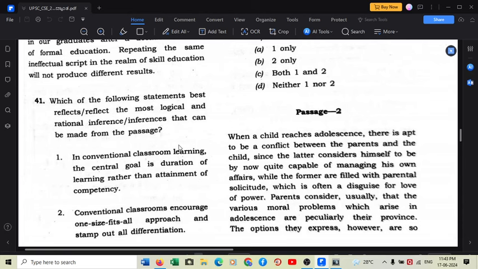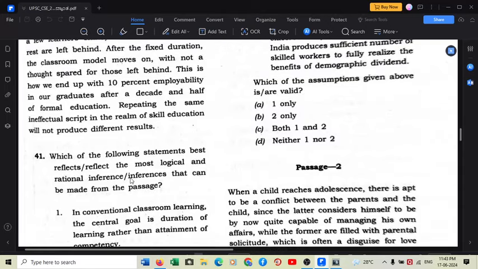So definitely conventional teaching does not consider differences among students. All students are not able to imbibe the kind of teaching which is focusing on duration, and every student is not able to benefit, right? So let us look at statement 1 again. In conventional classroom learning, the central goal is duration of learning rather than attainment of competency.